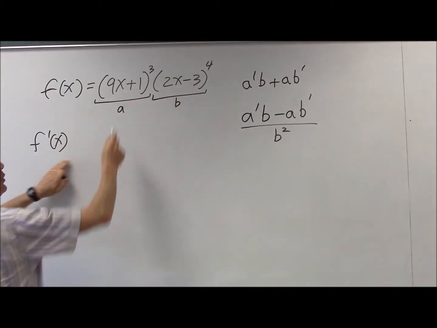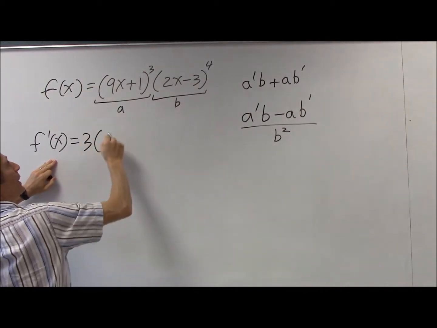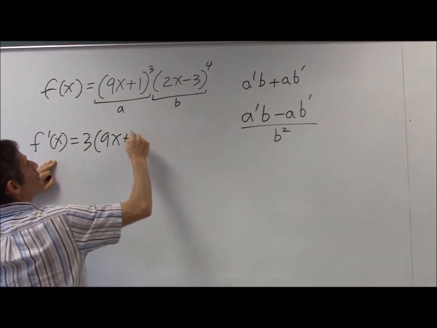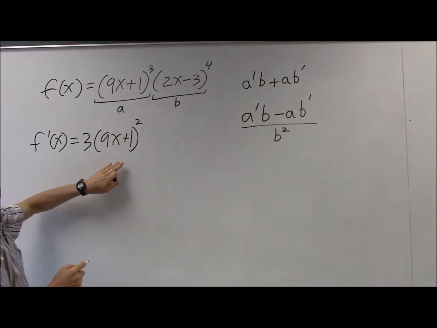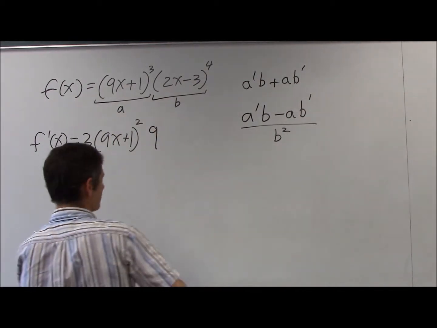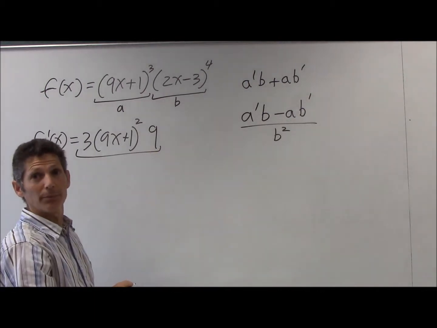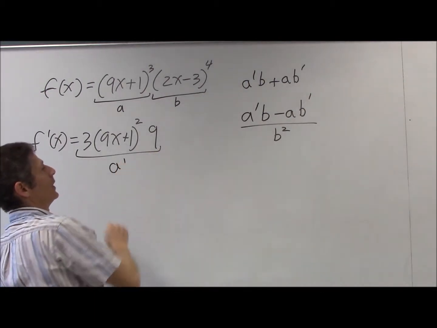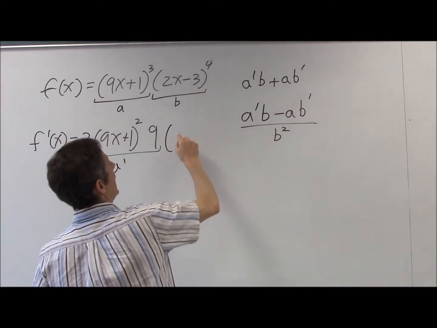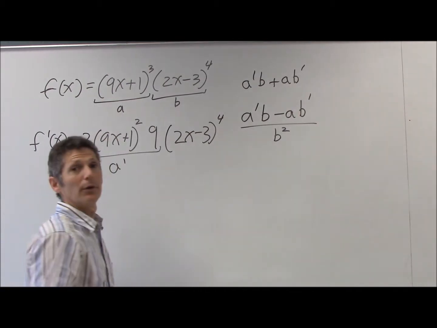Okay, so the derivative of the first guy, that's a chain rule. Bring the 3 down in front: 3 times (9x plus 1) squared times the derivative of the inside, which is 9. That's your A prime, times the second guy as it is, (2x minus 3) to the 4th. That's your B.